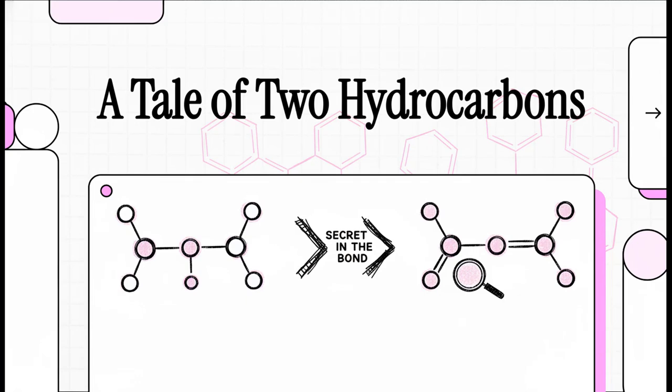All right, let's dive into a tale of two chemical families. They're hydrocarbons, the building blocks of everything from the fuel in your car to the plastics all around us. They look almost identical, but they behave in completely different ways. So what's the deal? Why is one so stable and the other so reactive? Well, the entire secret, as we're about to find out, is hidden in the bond.